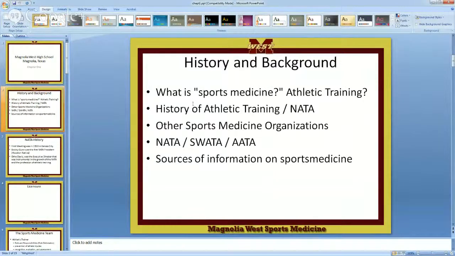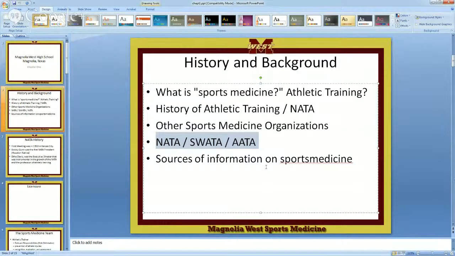Make sure you know about this. Okay, we talked about it in class. There's not an NASCAR. What's NASCAR? That's right, it's NASCAR. There's not a NASCAR ATA. There is a SWATA, an NATA, a TSATA, Arkansas Athletic Trainers Association, AATA. All right. So all of that is on there.